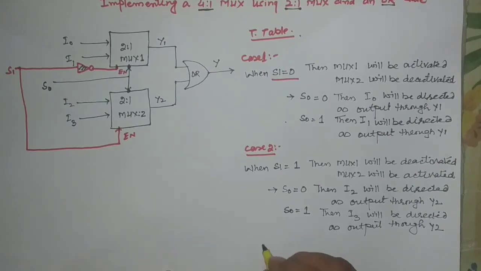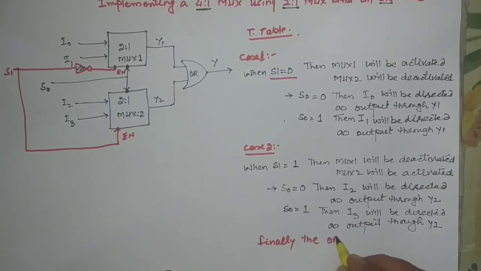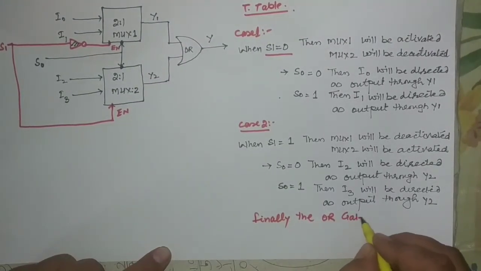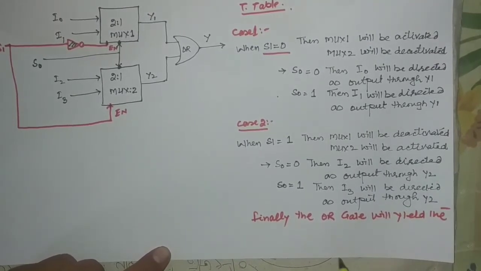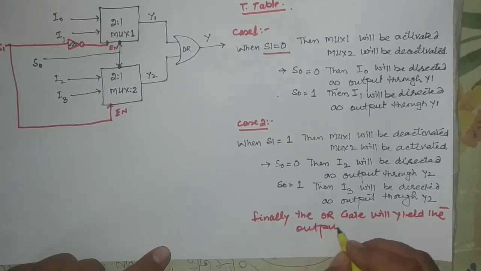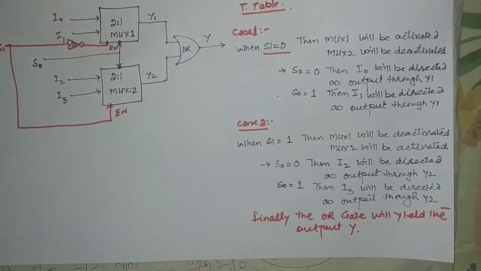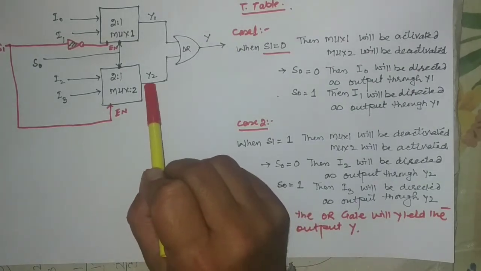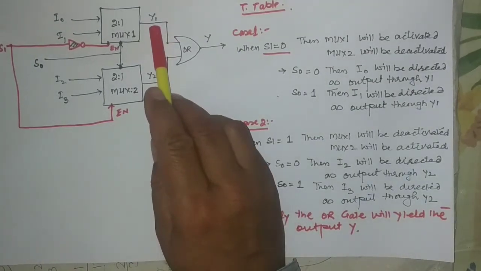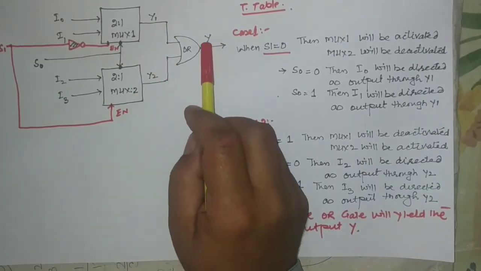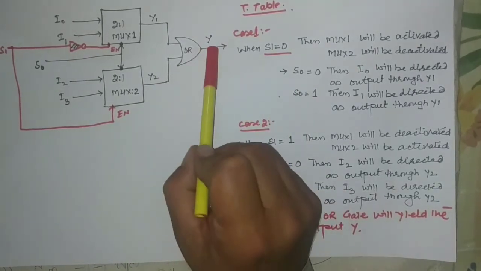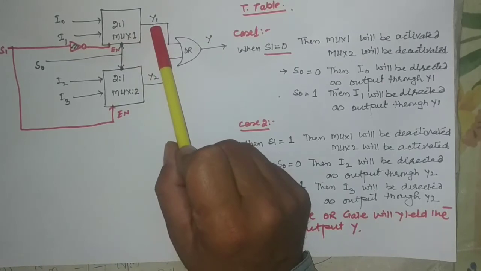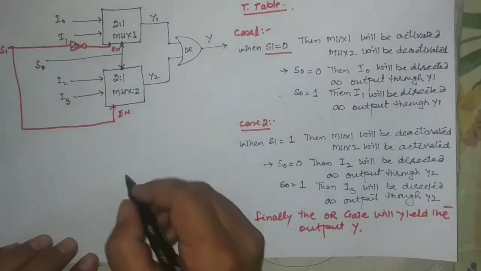And finally the OR gate will yield the output Y. When we get Y2, Y1 won't have any value, so the output will be decided by Y2, and in case 1 the output Y will be decided by Y1.